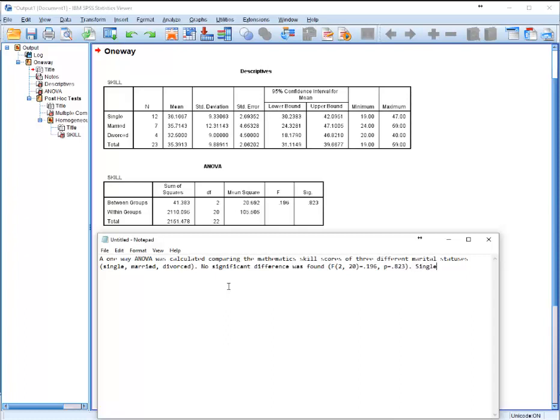Then we would say single participants had the same skill score, mean of 36.17, standard deviation of 9.33, as married, which was a mean of 12.31 and a standard deviation of 12.31, and divorced, which had a mean of 32.5 and a standard deviation of 9.0 participants.